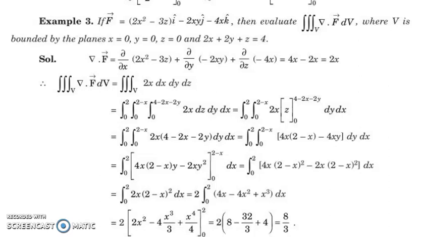Good morning, dear students. So in today's class, we will look at how to find the volume integrals. So we will see a few problems of finding the volume integrals.